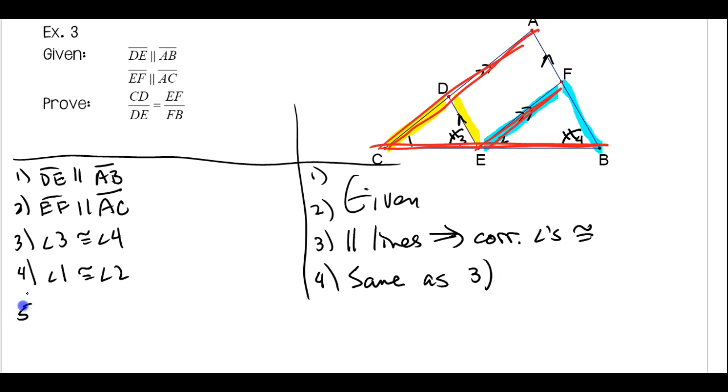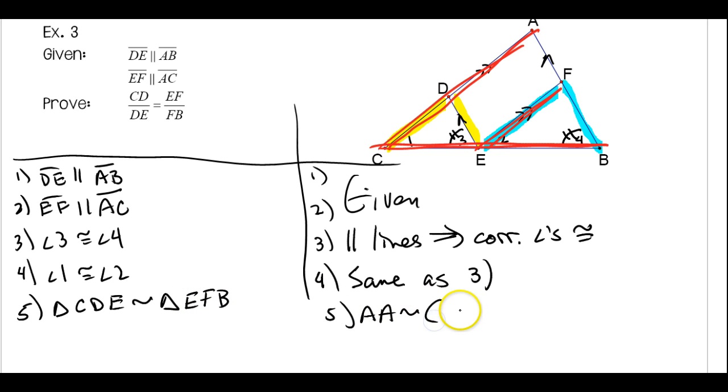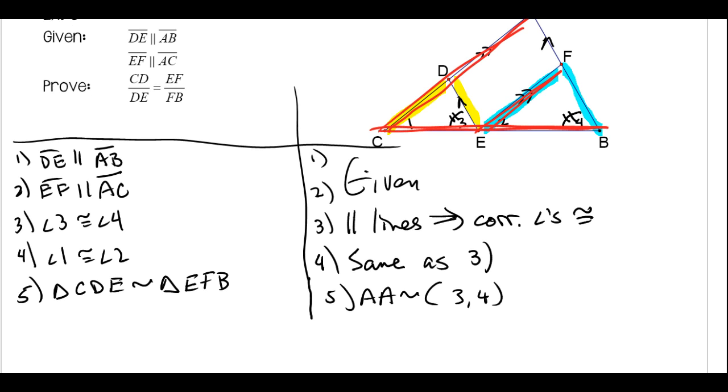And that gives me enough to say that triangle CDE is similar to triangle EFB by angle similarity, and I have that in steps 3 and 4. Those are my congruent angles. And now that I have those triangles similar, I can look at some proportions.